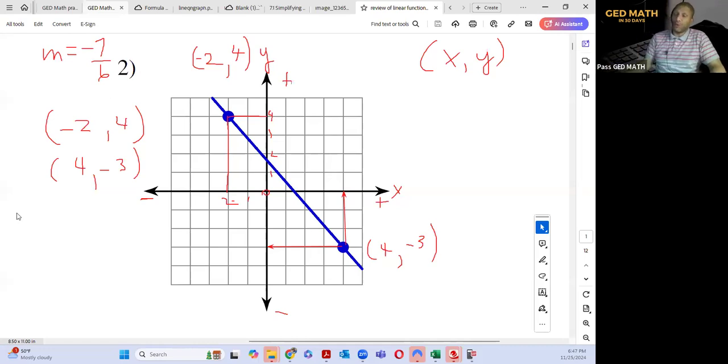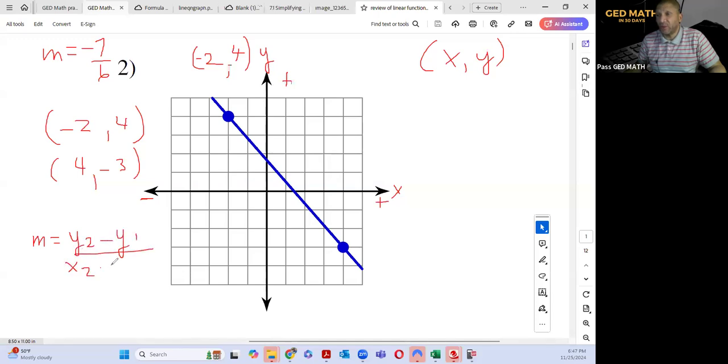But on the formula sheet, if they give you 2 points, they want you to do this. Not if they give you a graph, but if they give you 2 points. On your formula sheet, you will have a formula that says m equals y2 minus y1 over x2 minus x1. I'm going to show you how much harder this is than finding the slope from a graph. So this is my first point, so I'm going to call this x1. This is my first point, so I'm going to call this y1. This is my second point, so I'm going to call this x2. And I'm going to call this y2.